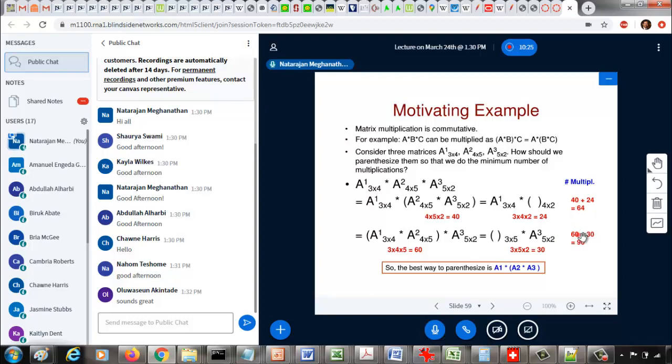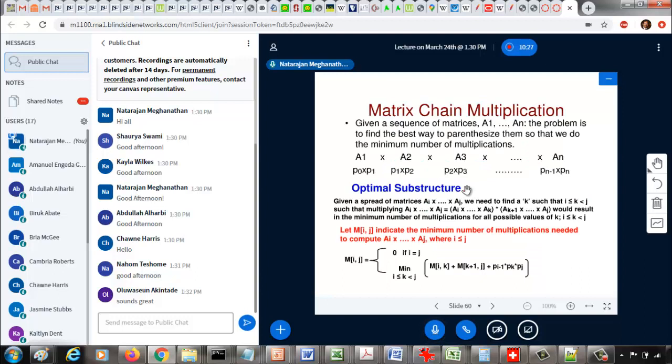Okay. So what we are going to do is, in general, if you're given a chain of matrices, A1, A2, A3 up to AN, each of some dimension. This is the notation we'll follow. A1 is going to be P0 times P1 and A2 is P1 times P2.